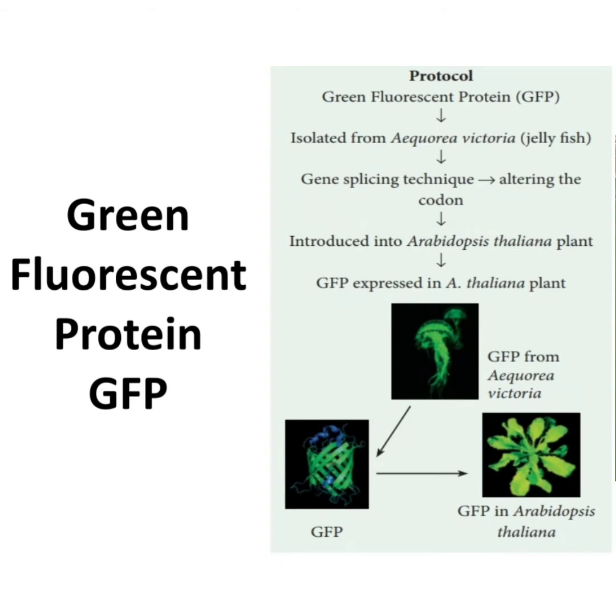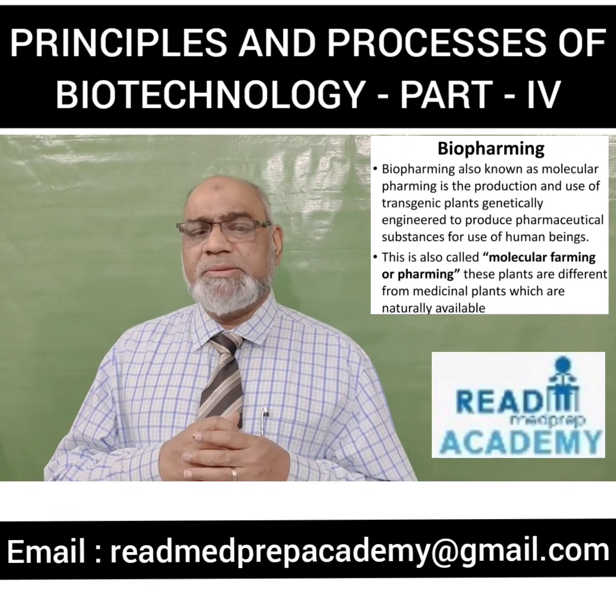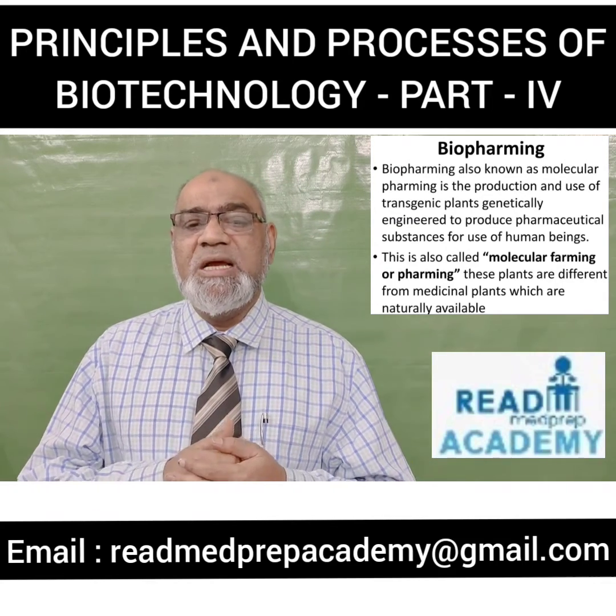The green fluorescent protein is isolated from Aequorea victoria, which is a jellyfish, and a gene splicing technique is done, resulting in alteration of the codon, and this is introduced into the Arabidopsis thaliana plant, and the GFP is expressed in Arabidopsis thaliana. Biofarming.